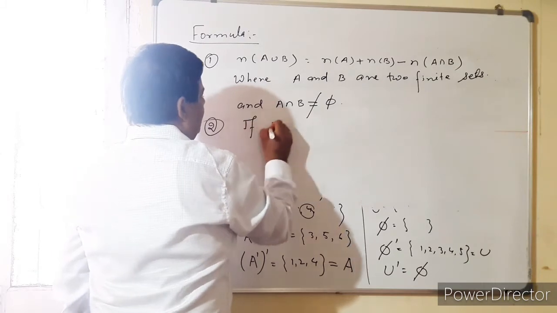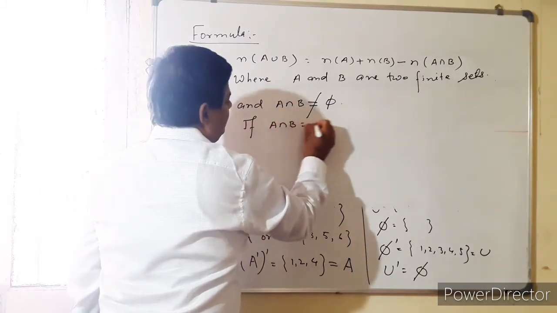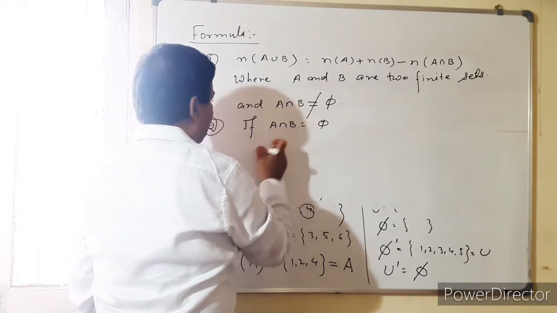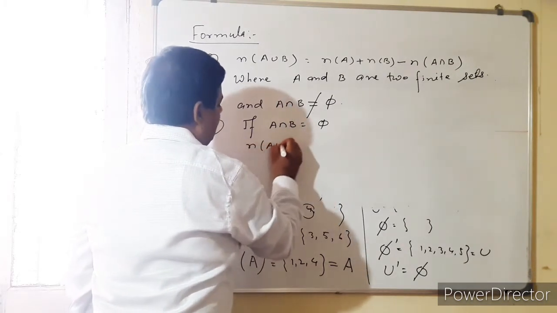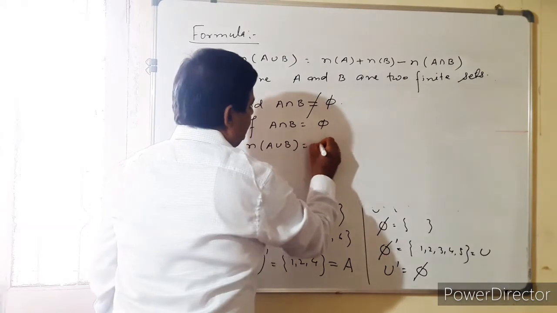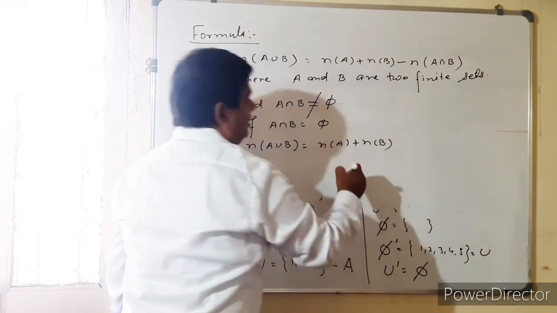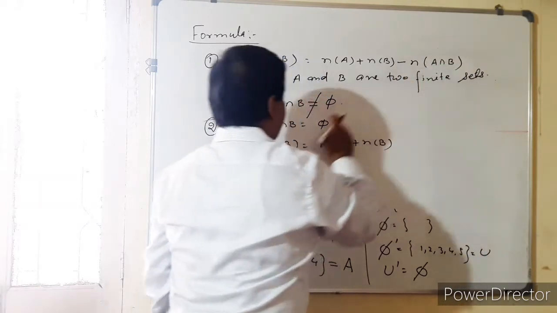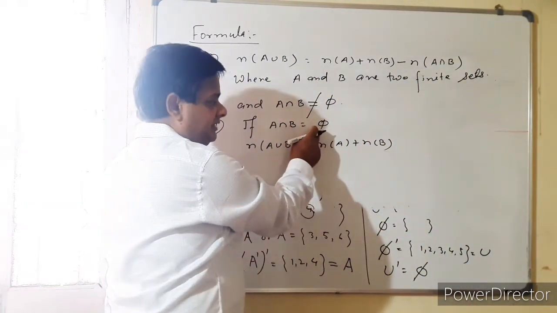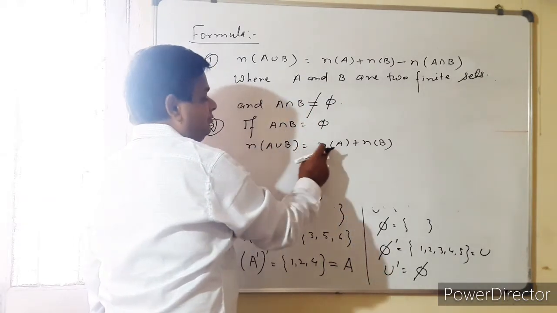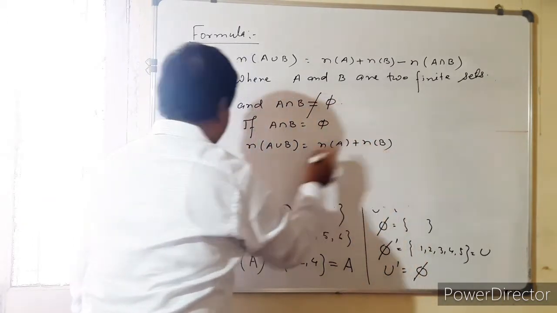Number 2: if A intersection B is equal to phi, then the formula will become n(A union B) is equal to n(A) plus n(B). Because A intersection B equal to phi means disjoint sets, the formula becomes n(A union B) equal to n(A) plus n(B).